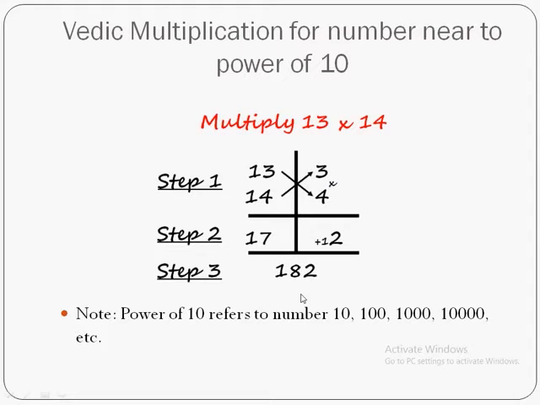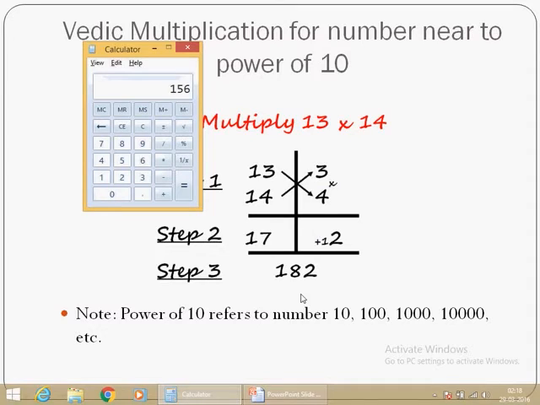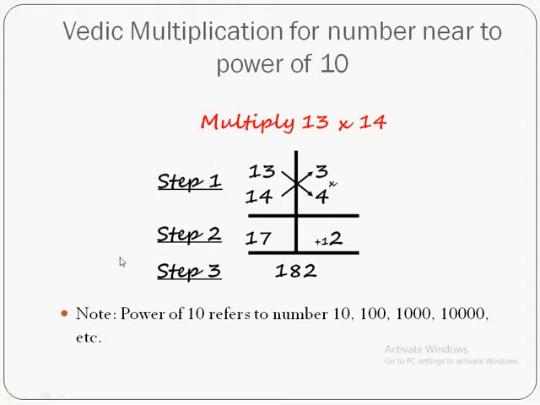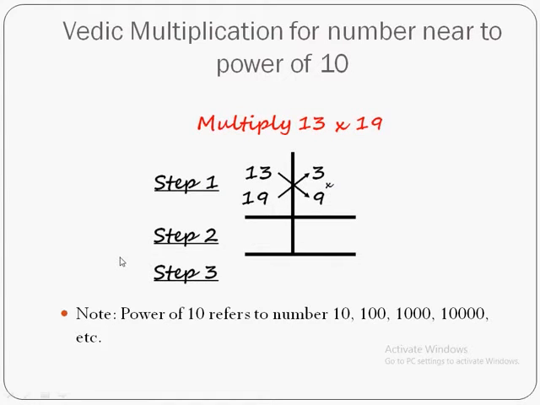So in the case when the number is greater than the power of 10, there is a little bit of a trick. Here 13 into 14 gives me 182. But anyhow, it is more accurate and easy. Let us do one more example.